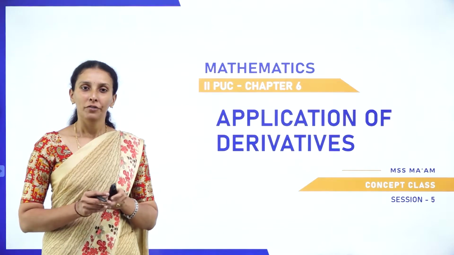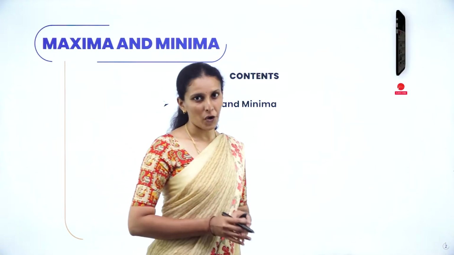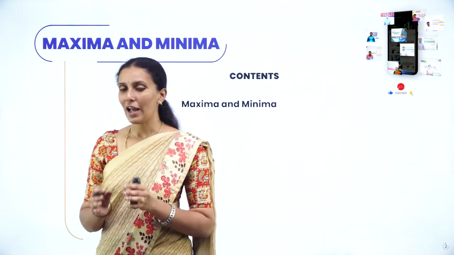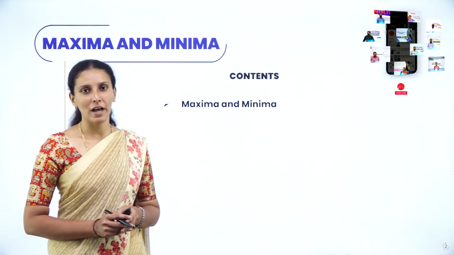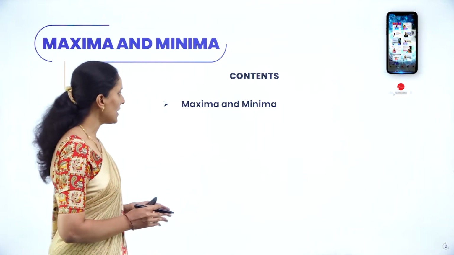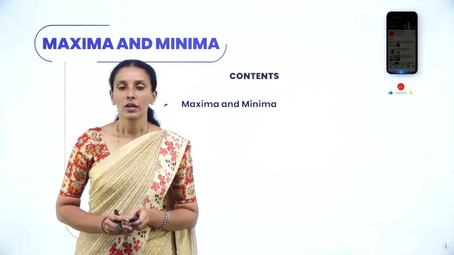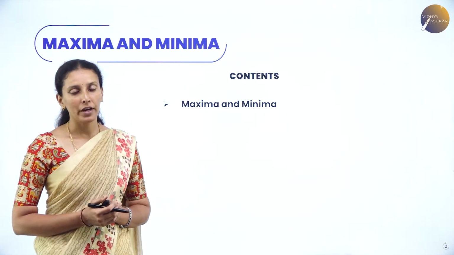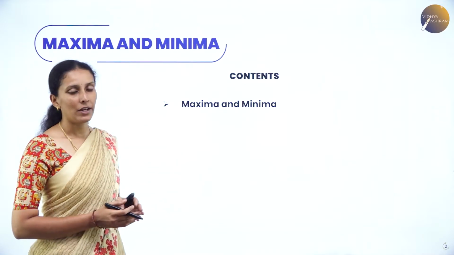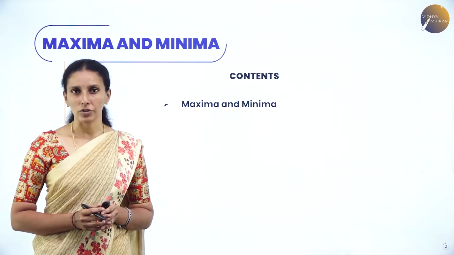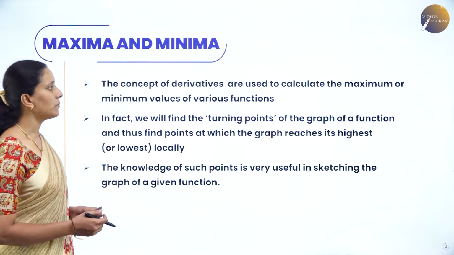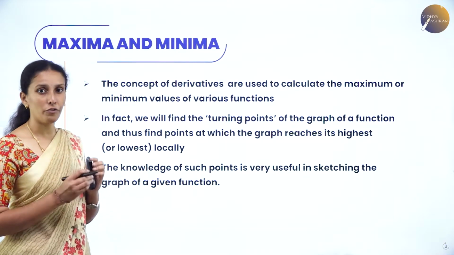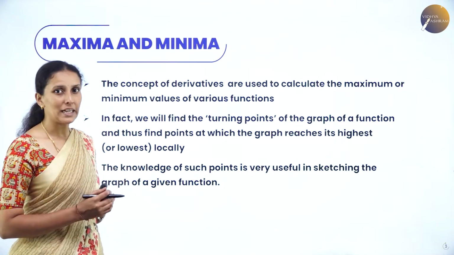In this section, we are going to learn a very important concept. With the help of finding the derivatives of a function, we can find the maximum and minimum value of the function, which is termed as maxima and minima. So here, by finding the derivative, how are we able to find out the maximum value or minimum value of a given function? First, the concept of derivatives is used to calculate the maximum or minimum value of various functions. How? We will study it later.